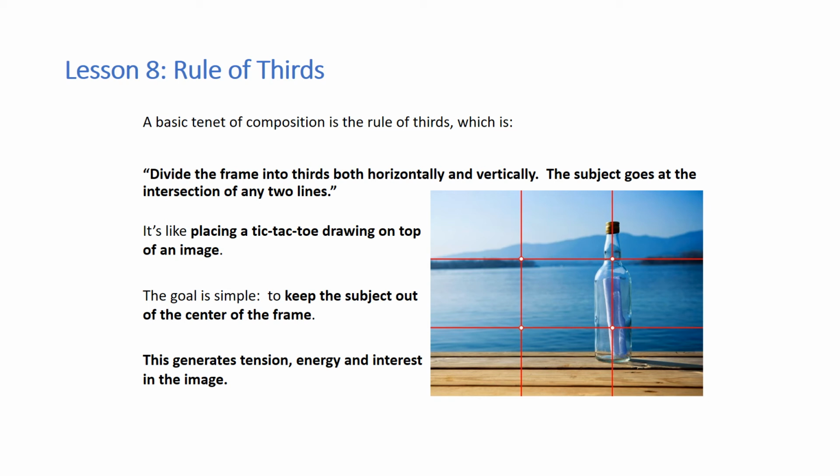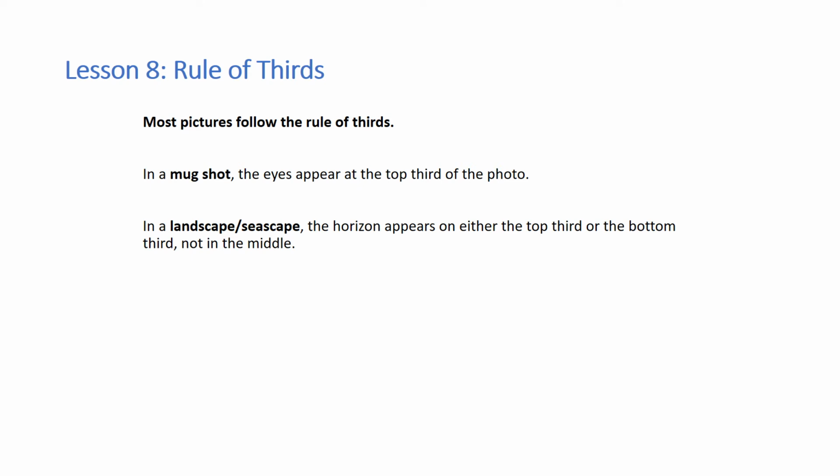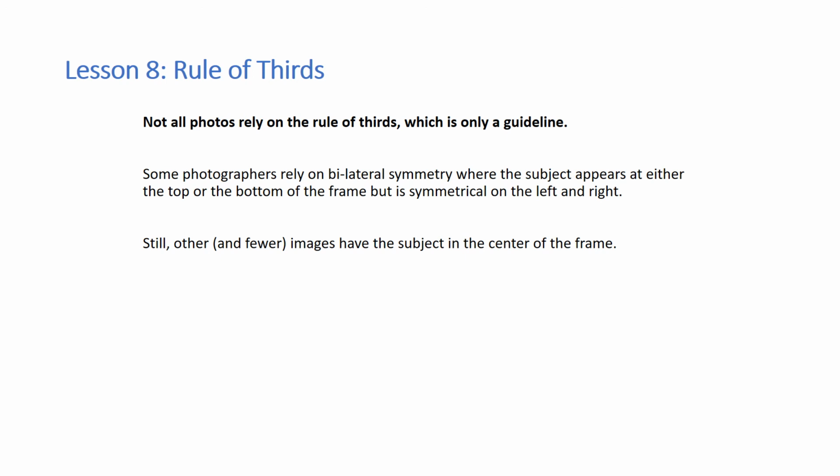This will generate tension, energy, and interest in the picture. Most pictures and images follow the rule of thirds. So in a mugshot, the eyes appear at the top third of the photo. In a landscape or seascape, the horizon appears on either the top third or bottom third, but not in the middle. Not all photos rely on the rule of thirds, which is only a guideline.